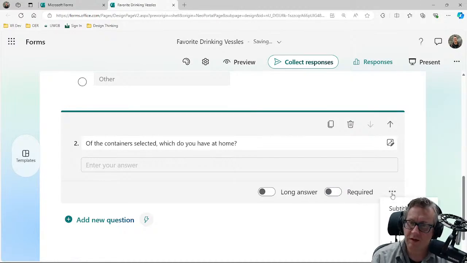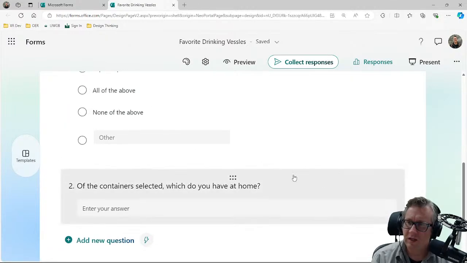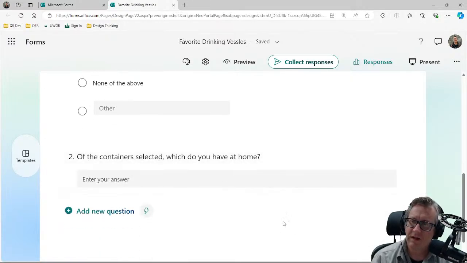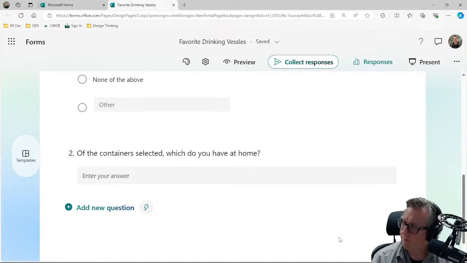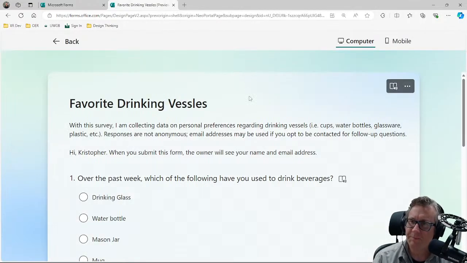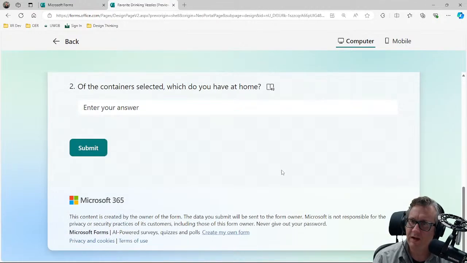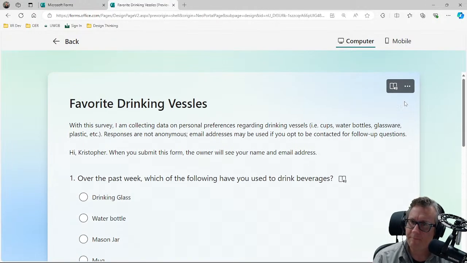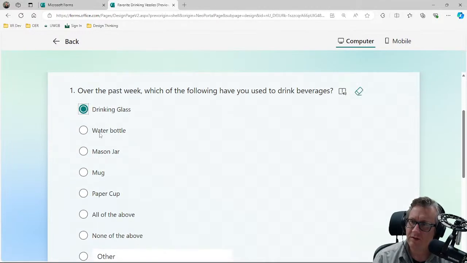That's another option, right? There are certainly more restrictions, like adding branching. A branching question is if they answer one yes or no, and then that leads to a different question depending on what the answer is. But here you have an open-ended question, and I'm going to leave it at that. All right. Going to preview it. Go ahead and fill it. Got a drinking glass.